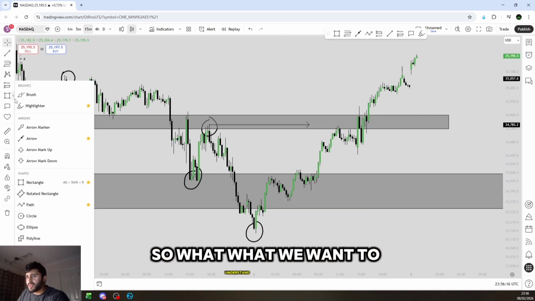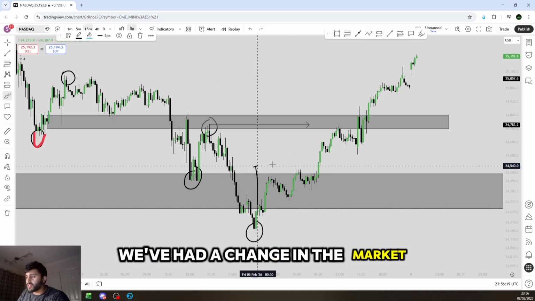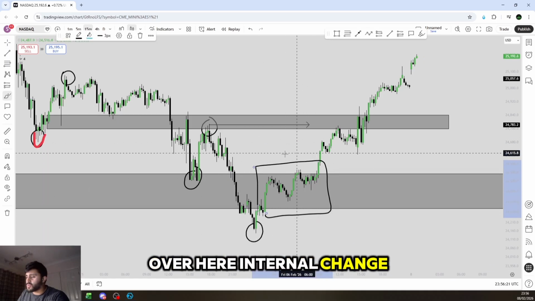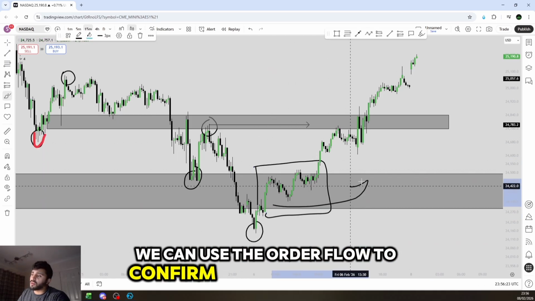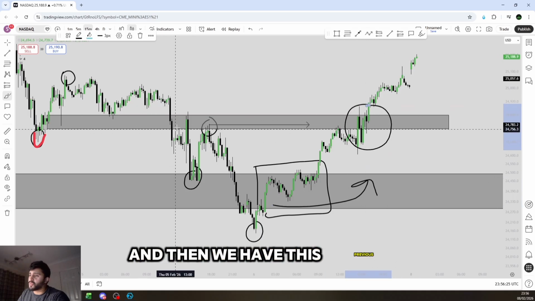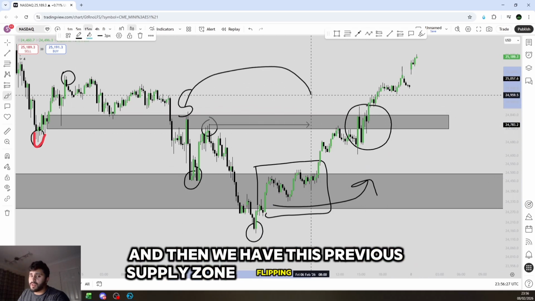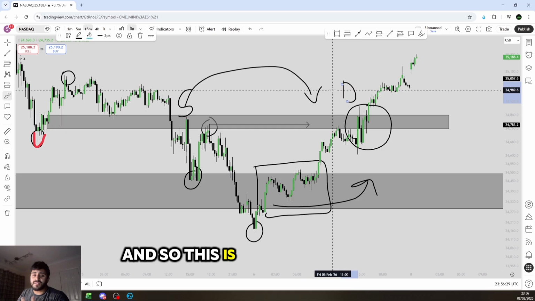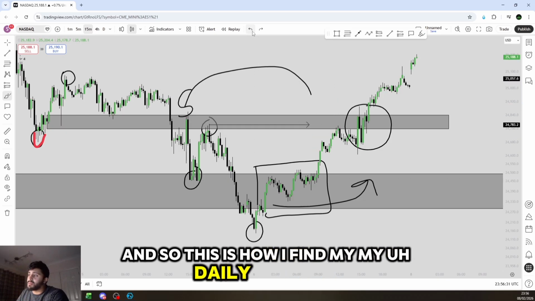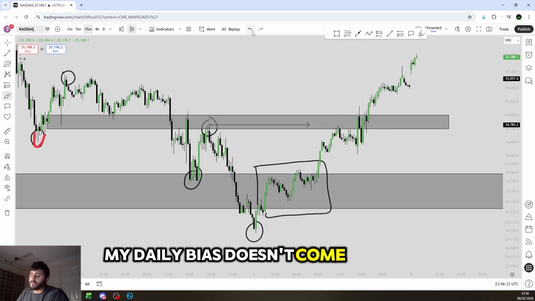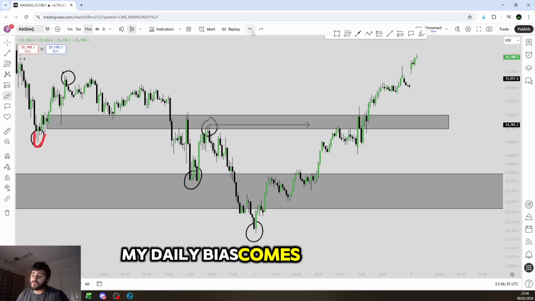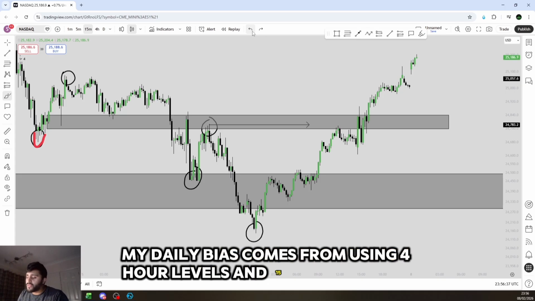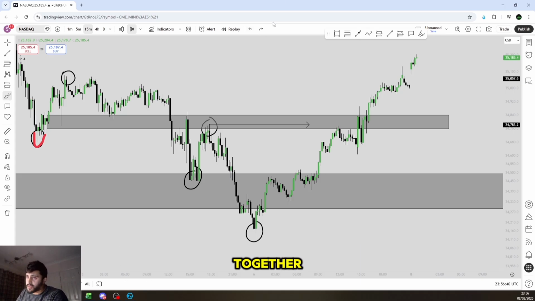What we want to understand here is we've had a change in the market structure over here, an internal change. We can use the order flow to confirm what's going on here. And then we have this previous supply zone flipping to demand. And so this is how I find my daily bias. My daily bias doesn't come from the 4-hour. My daily bias comes from using 4-hour levels and 15-minute levels together.